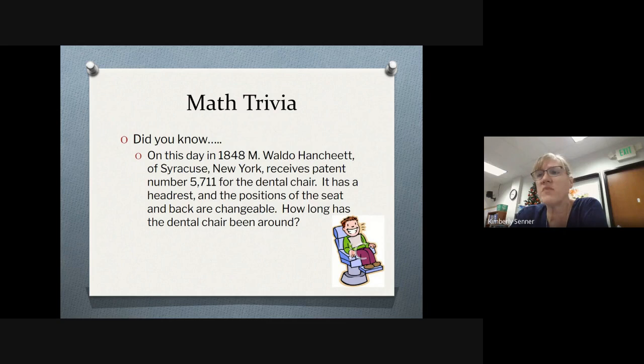All right. A little piece of math trivia for you right now. On this day in 1848, a man by the name of M. Waldo Hanchett of Syracuse, New York, received a patent, number 5711, which has no meaning for anybody, but it's the patent for the dental chair. You know, they have a headrest, they position back, you can sit up, you can lean back. They're great. They're just great. Anyway, how long has the dental chair been around? That's what you need to figure out. And you will be answering that question in just a moment.